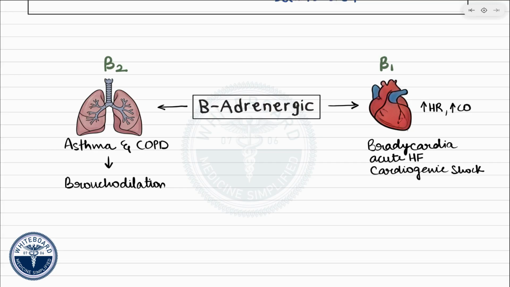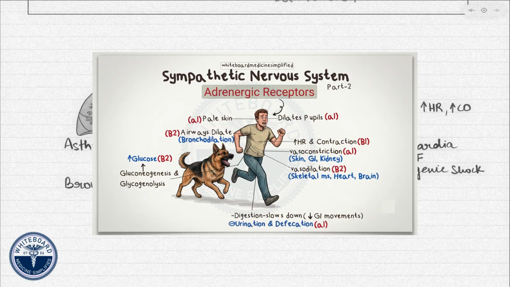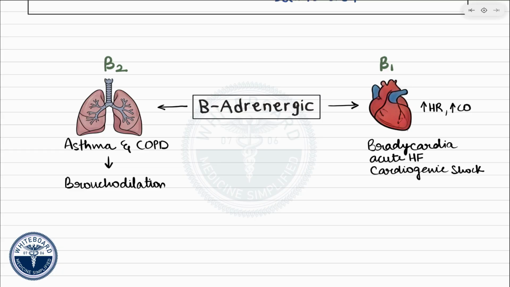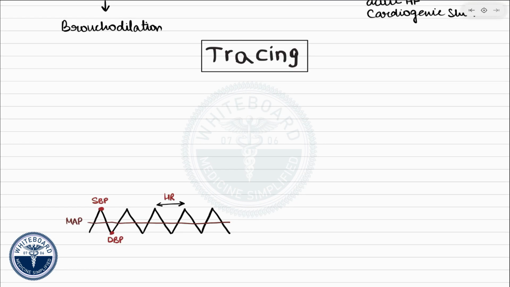Before we discuss these drugs, it's important to understand the location and functions of the beta-1 and beta-2 adrenergic receptors. We've already covered these receptors in detail in our previous lectures, so if you haven't watched them yet, I highly recommend doing so first. Once you're familiar with the receptors, understanding the actions, clinical uses, and adverse effects of beta-adrenergic agonists becomes much easier.